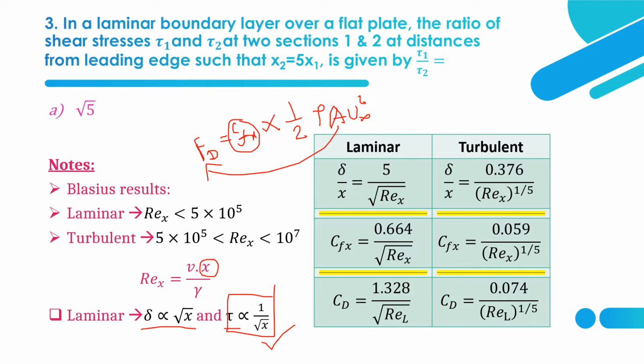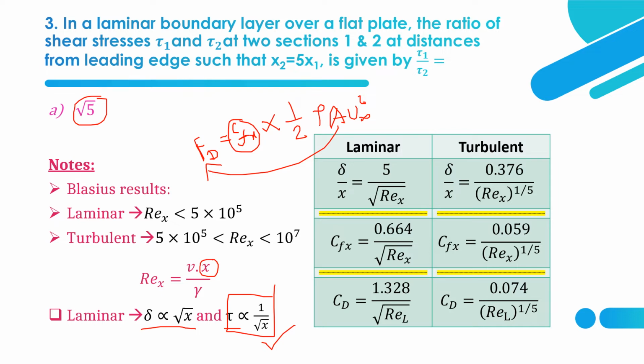And just substitute this relation with the given data, like tau 1 by tau 2 is equal to what? Root of x2 by x1. So just substitute, you can get the answer as root 5. So this is how we have to find the thing.